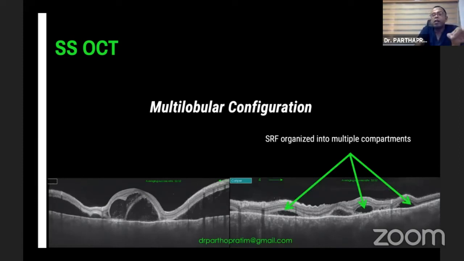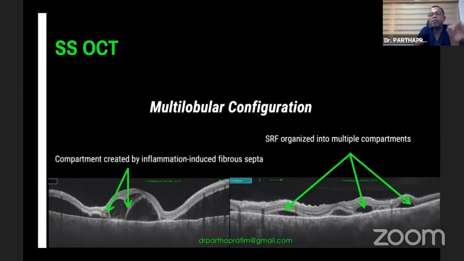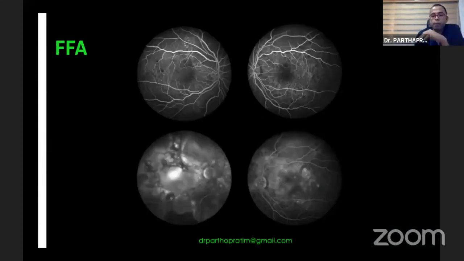When we call it multilobular configuration, we mean that the subretinal fluid is organized into multiple compartments. Now, how are these compartments formed? These are formed by the inflammation-induced fibrinous septa. Now, look into the FFA picture, you can make out why it is multiple compartments.